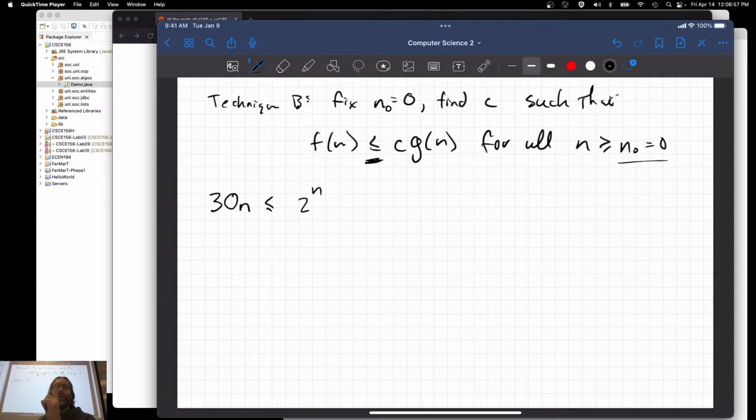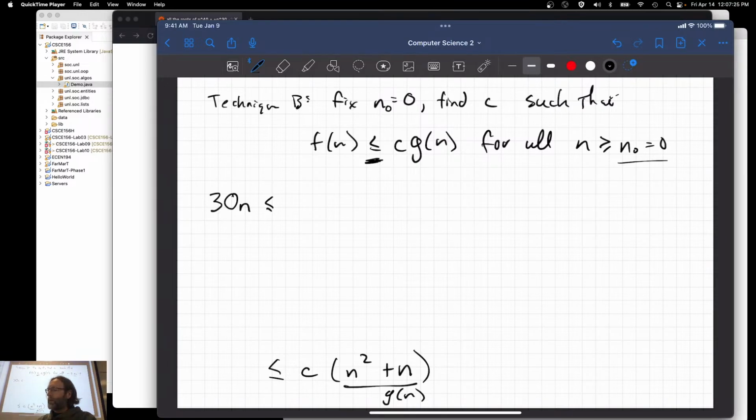30, n is 1. Is 30 less than or equal to 2? No. Is 60 less than or equal to 4? No. Right? And now we're back to proof technique A. I don't want to make it too big. We want to make it look like something like this, C of n squared plus n. Why? Because this thing right here is g of n.